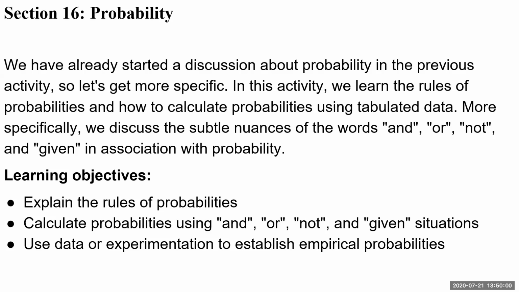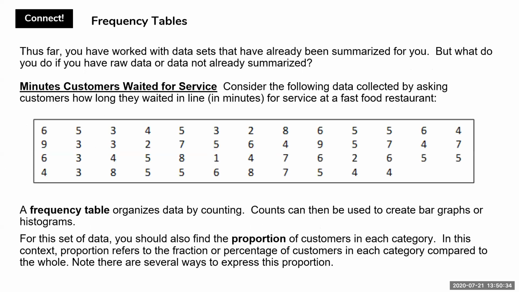Now, in this activity, we learned the rules of probabilities and how to calculate probabilities using tabulated data. More specifically, we discussed the subtle nuances of the words and, or, not, given, and if in association with probabilities. These shall be our learning objectives, and let's get the conversation going. Are you ready to go?